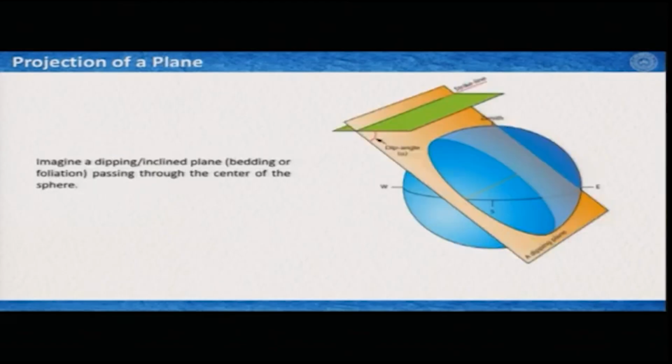Let us have a look at how to project a plane on the stereo net, or what is the basic of projecting a plane on the stereo net. It is very similar to the way we projected the line, but because it is a plane, it involves a little complexity. But first, let us define the plane. In this diagram, we have this blue sphere, the zenith is there, then this is your equatorial plane, and we have a plane which is orange in color here and inclined, and also we have a green horizontal plane.